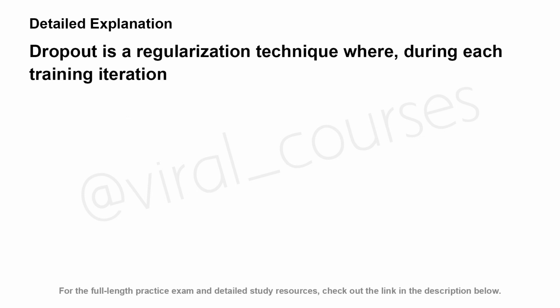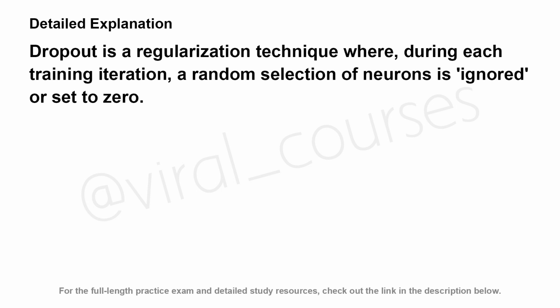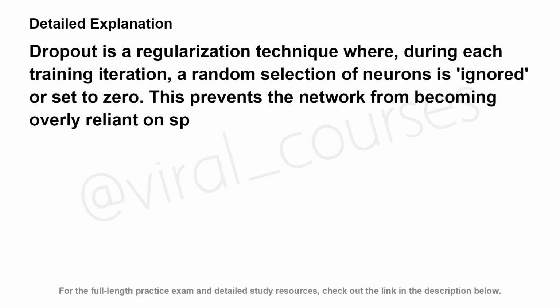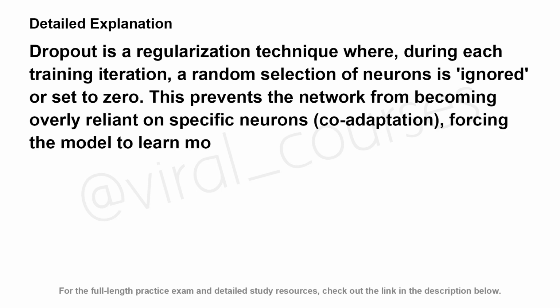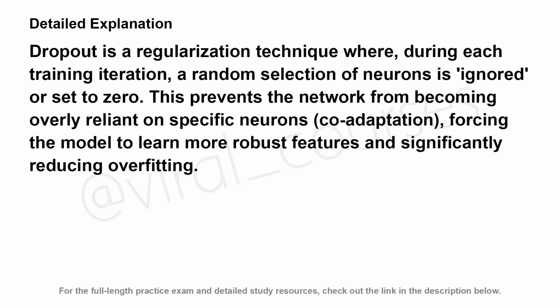Dropout is a regularization technique where, during each training iteration, a random selection of neurons is ignored or set to 0. This prevents the network from becoming overly reliant on specific neurons, called co-adaptation, forcing the model to learn more robust features and significantly reducing overfitting.